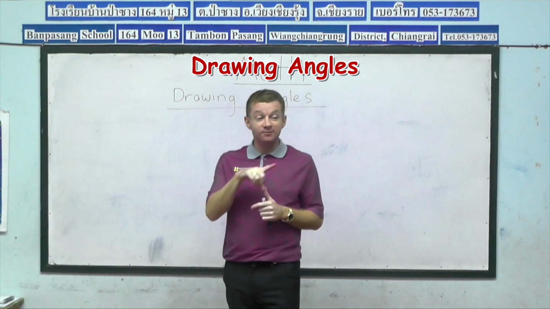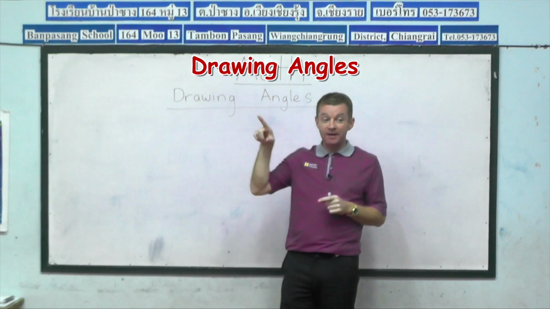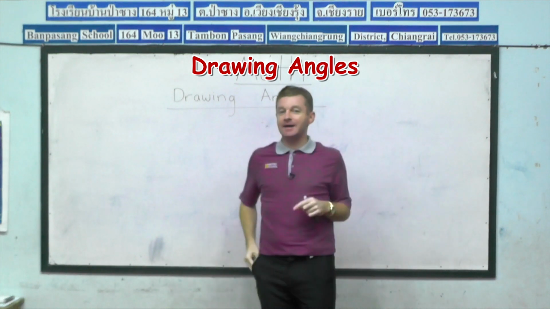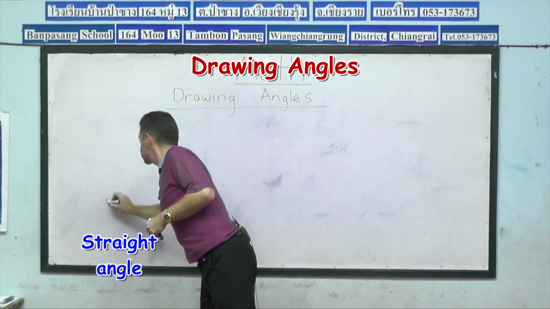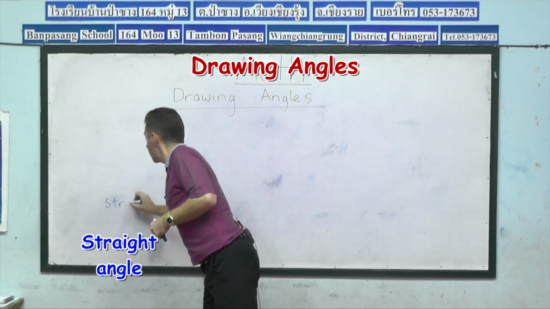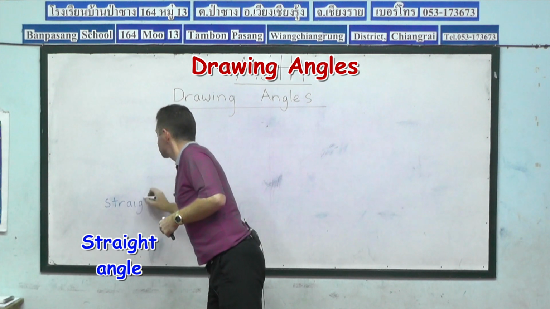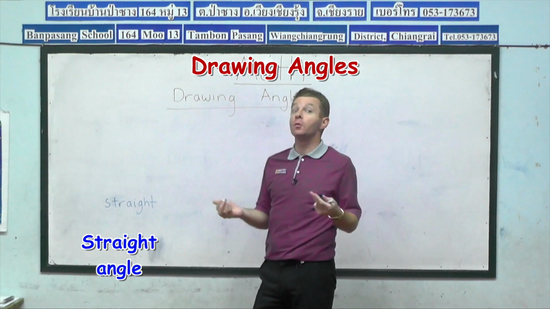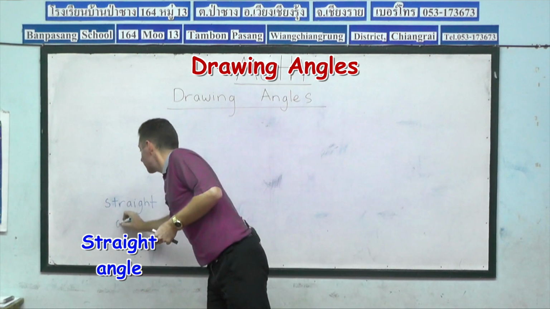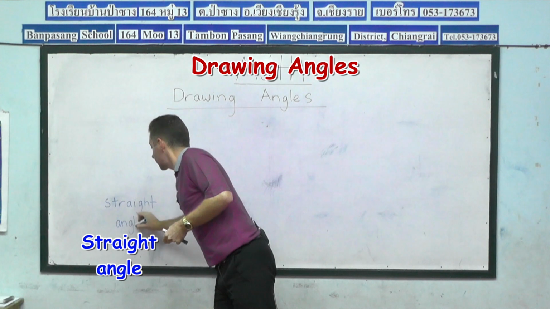Anybody remember? The straight line. What type of angle has a straight line? Straight angle. Well remembered, guys. We had straight angle. S-T-R-A-I-G-H-T. Straight, as in a straight line. So the clue is in the name. With a straight angle, it represents a straight line.